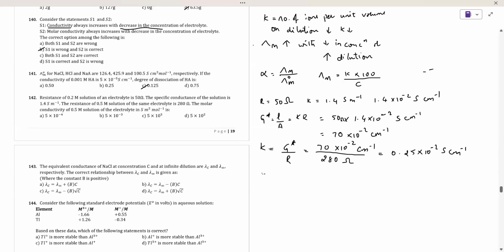We all know that lambda m is equal to K into 1000 divided by C. So now substituting the values. What is the value of K, students? You have determined it to be here. This can also be taken as 2.5 into 10 power minus 3 Siemens centimeter inverse. Now substitute the value of 2.5 in the place of K. 2.5 into 10 power minus 3 Siemens centimeter inverse into 1000.